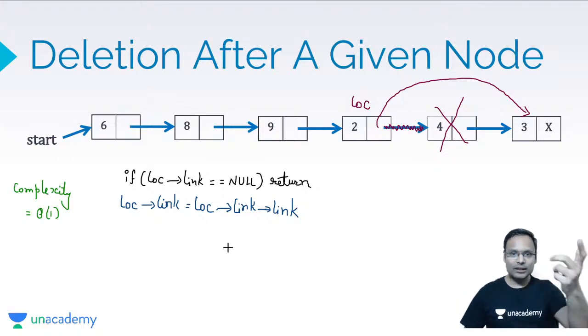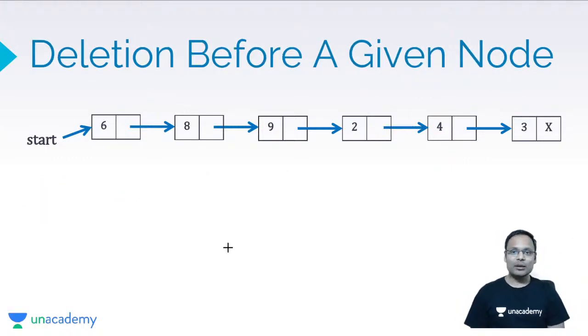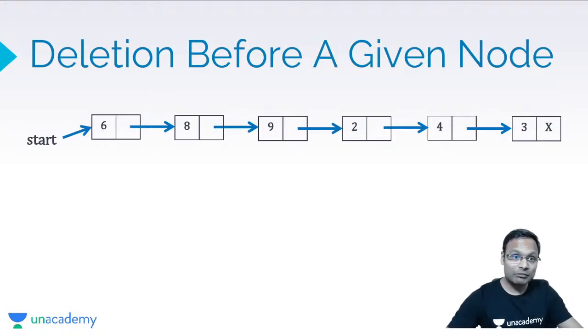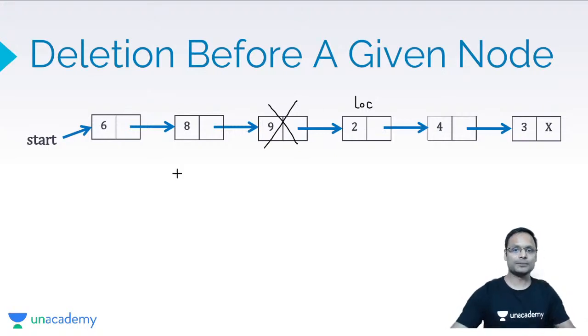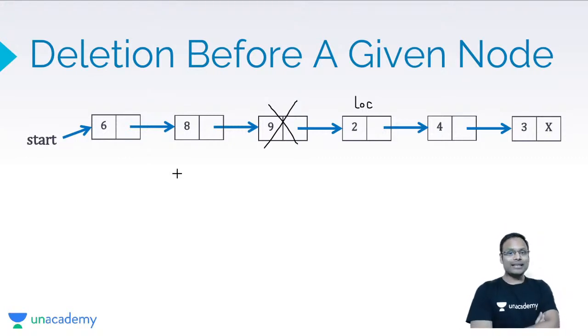Let's move ahead. Let's go for the next one: deletion before a given node. Now I have given you the address of a node already in the pointer LOC. You'll have to delete the predecessor of it. Can you do it? Yes. But how will you do it?